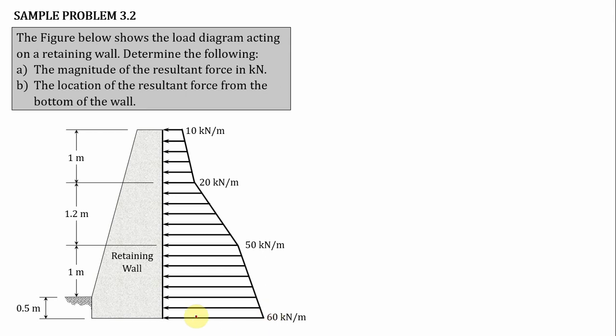Ulitin ko lang, class, yung 60 kilonewton is ito yung width na yan. Yung 50, ito yung width na yan, at ito yung width ng 20 at ito yung width ng 10 kilonewton. So ang gawin natin, class, is isa-separate lang natin siya. So ito yung solution natin. By the way, maraming solution ito, nagdepend lang sa solution niyo. So I will create a line, and itong area na yan, tawagin ko siyang area 2.